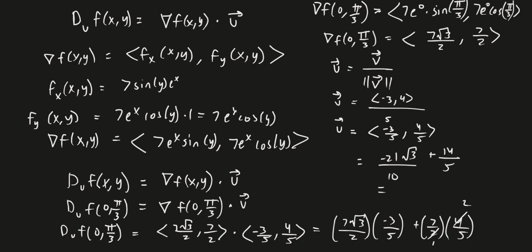Which is, of course, 28/10, so it's negative 21 root 3 plus 28 over 10. I'll write it like this: 28 minus 21 root 3 over 10. We can try to factor out a 7, but we don't really have to, because it won't really be divisible by 10, so it's not going to be useful. So this is your directional derivative.